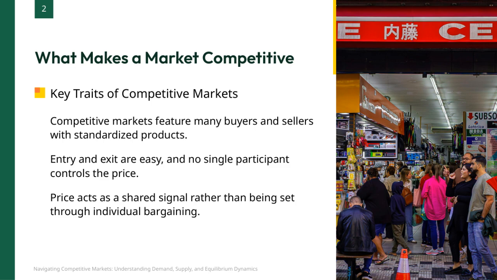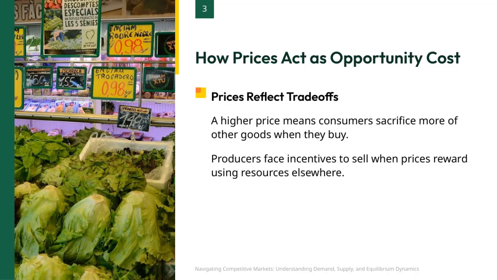Prices in these markets are determined collectively, acting as signals to both buyers and sellers rather than being negotiated individually. This shared pricing mechanism ensures that the market functions efficiently and fairly for everyone involved. Prices essentially communicate the value of trade-offs for both buyers and sellers, guiding their choices in the marketplace.